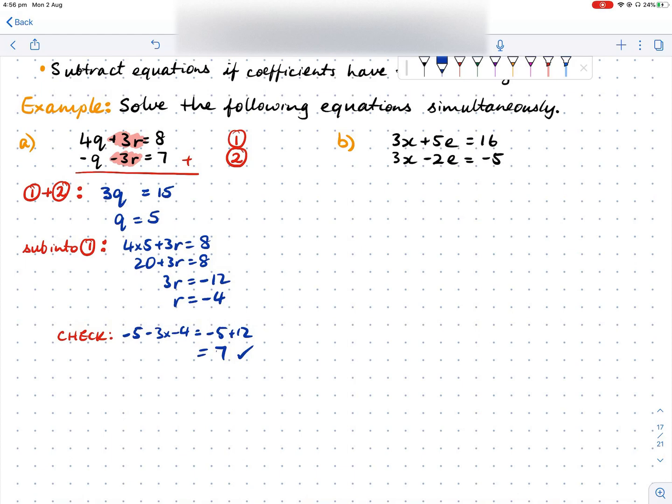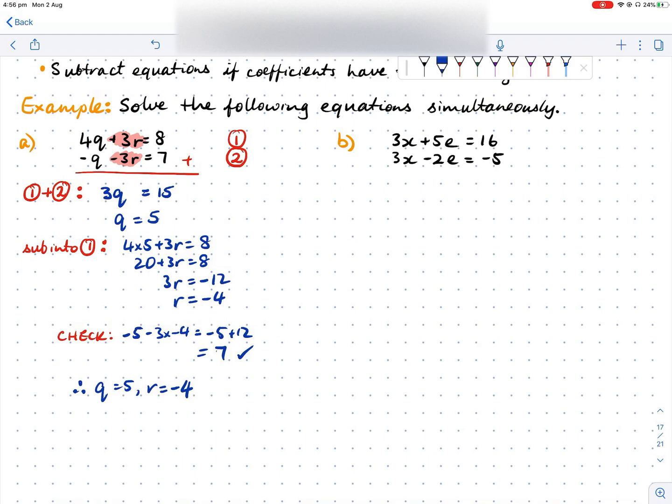Now, because we've got q and r, and usually with coordinates we use x and y, it's actually better to write this solution separately. So therefore q equals 5, r equals negative 4. That saves writing it as a coordinate and getting them mixed up, or having them in the wrong order. So you just write them out explicitly.